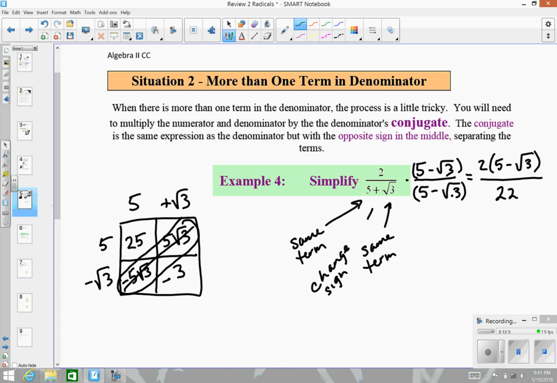This fraction I can simplify. 2 goes into both of these, and that leaves me with 5 minus radical 3 all over 11.